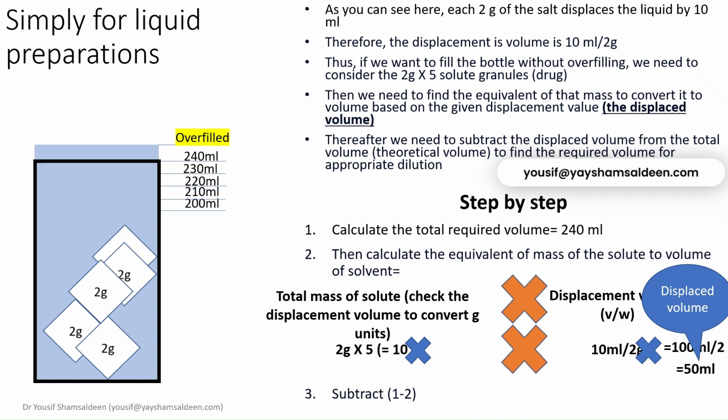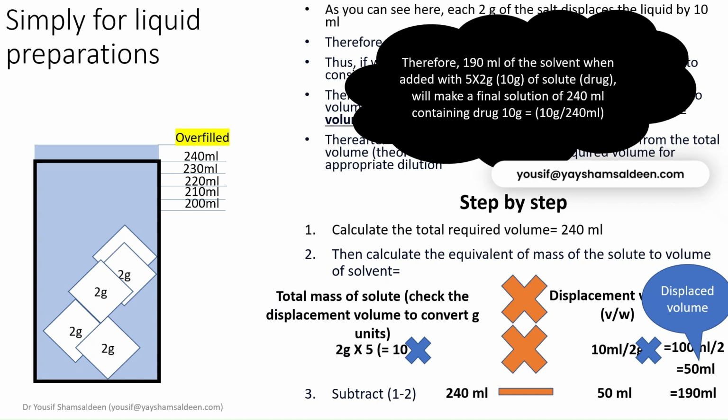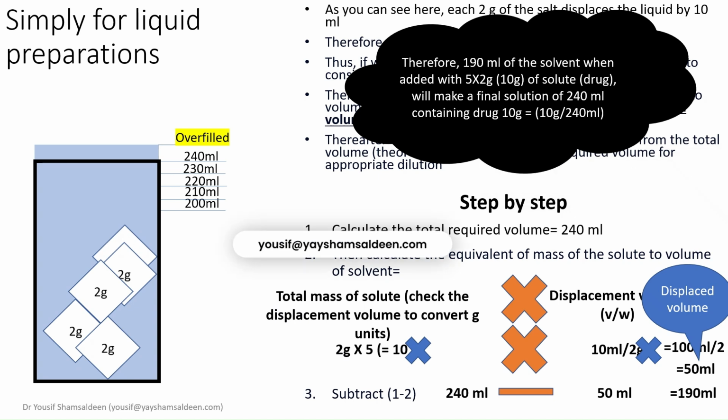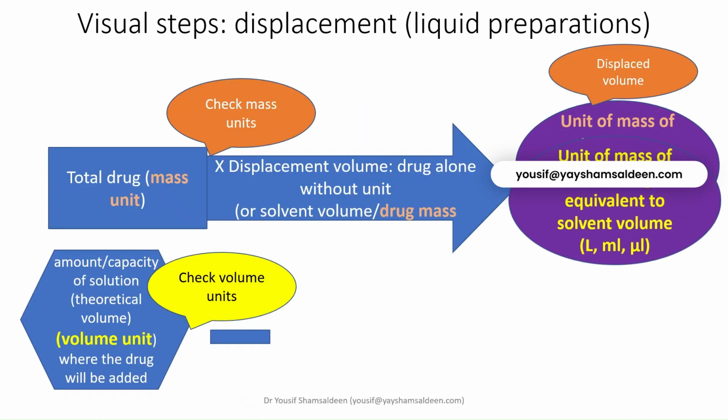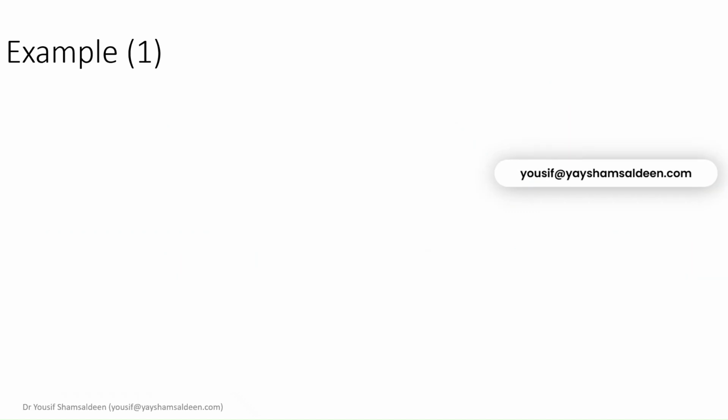In the third step, we do the subtraction. So that's 240 minus 50, and that gives us 190 milliliter. Therefore, 190 milliliter of solvent is required to be added with 10 grams of the drug to give an accurate volume of 240, a final solution containing 10 grams. This is a visual explanation of what we just explained. Now let's take an example.